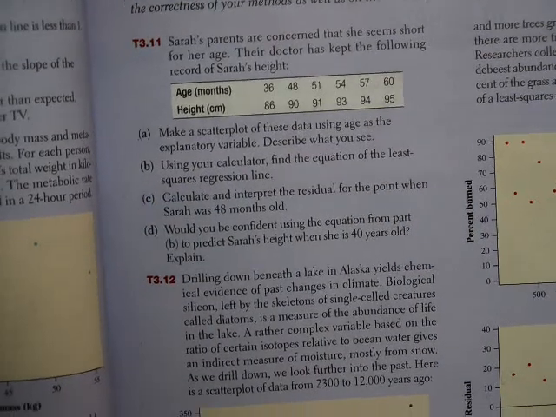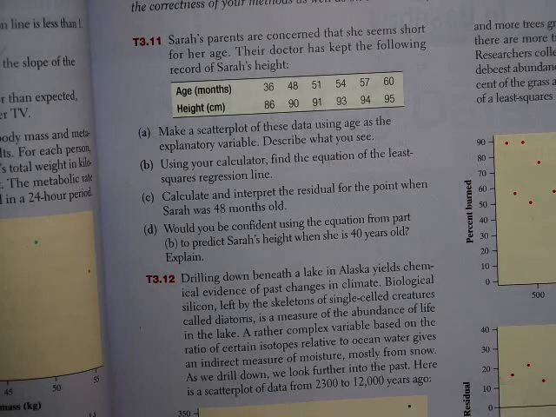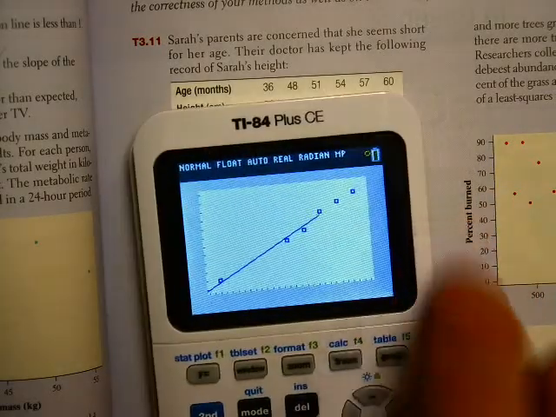Okay. Calculate and interpret the residual for the point when Sarah was 48 months old. Oops, I just hit graph.